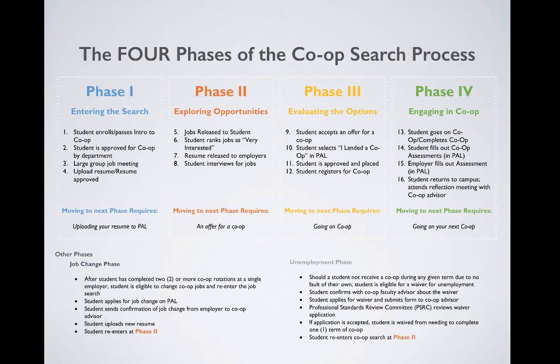So these are the 4 phases of the co-op search process. Like I said, it's 16 steps, but when you really think about it, it's actually a really easy process. And that's really it. And there you go.